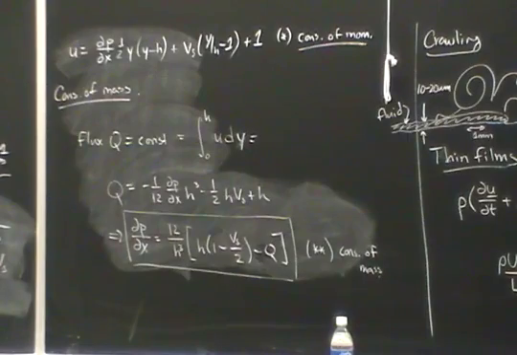Isn't there something about Q being the thickness of the film times the velocity of the snail? Oh, Q being the thickness of the film times the velocity of the snail.